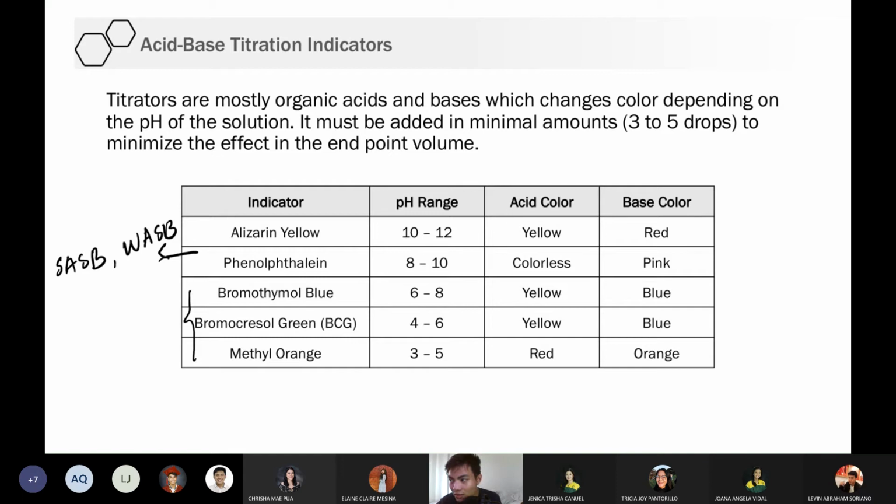I can use methyl orange, pwedeng BCG, pwedeng BTB, bromothymol blue. Okay? So, yun. Basta pasok ang pH ng endpoint dito, pwede. Okay. So, yun ha. Yun yung idea natin. So, kapag weak acid, strong base, ito yung mga ginagamit: bromothymol, bromocresol green, and the methyl orange.